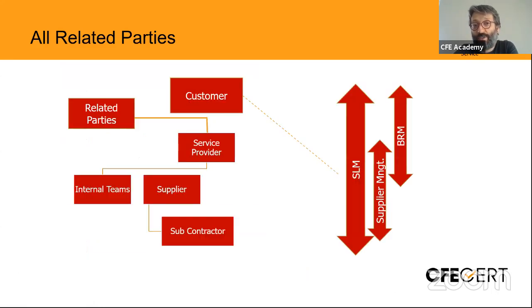And here we have the customer, we have your internal service providers, internal teams, we have your suppliers. So the service level manager is standing here from the beginning to the end of this relationship. The relations with the suppliers are handled by the supplier management process, and the relation between the customer and internal teams and providers is handled by BRM. So these guys are always speaking with SLM. So these internal or external contracts and commitments in total create a value chain for your customers.